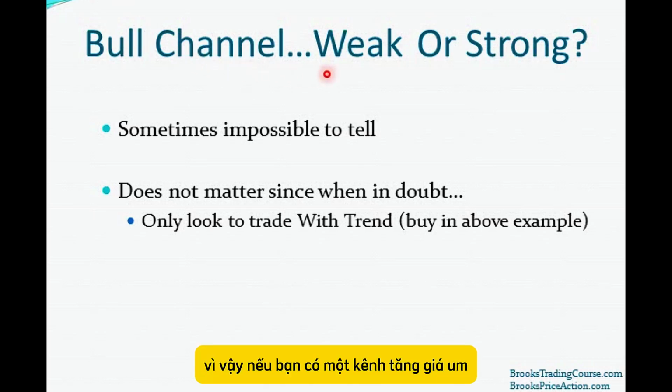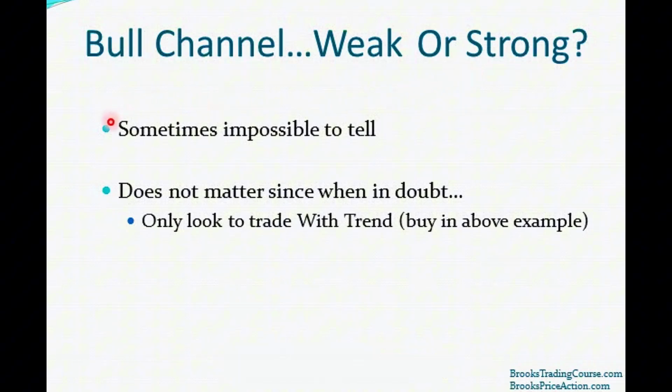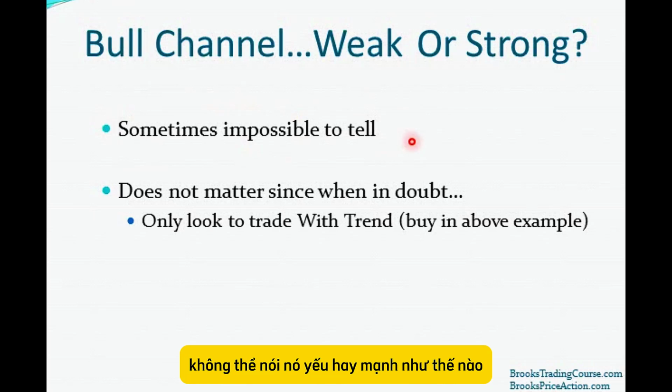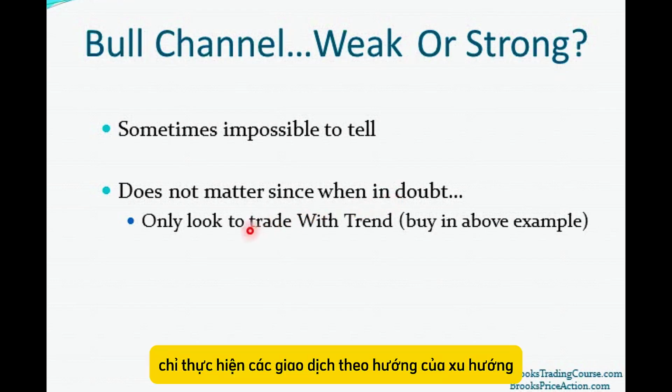So if you have a bull channel, is it weak or strong? Is it very tight and very vertical? Or does it have big swings? Or is it something in between? It doesn't matter. Sometimes it's impossible to tell how weak or how strong it is. When in doubt, remember it's a bull channel, which means it's a bull trend. Only take the trades in the direction of the trend. So in the example that I just showed, only look to buy.